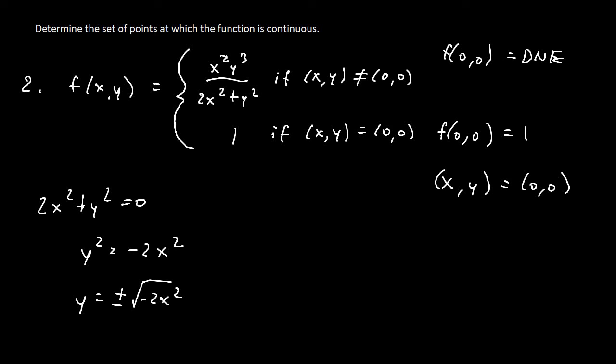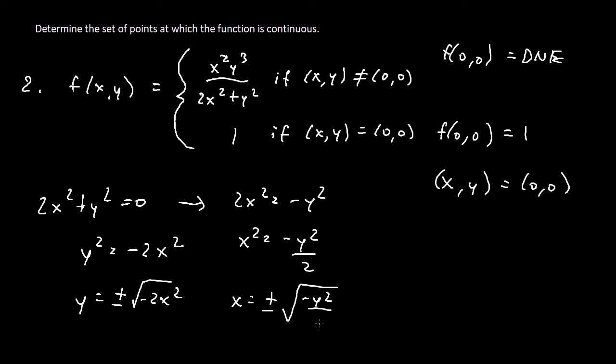Now same thing goes with x. If we isolate x instead, we can say 2x squared equals negative y squared. So x squared equals negative y squared over 2 and then x equals plus or minus the square root of negative y squared over 2. So this is also going to be imaginary. So this tells us that there is nothing else other than 0, 0 that we can plug in to make the function discontinuous.